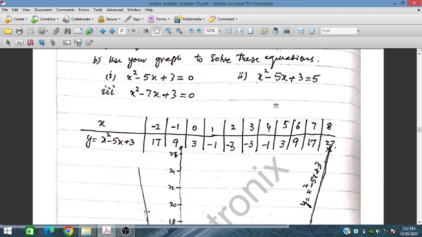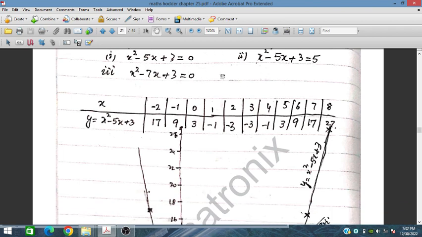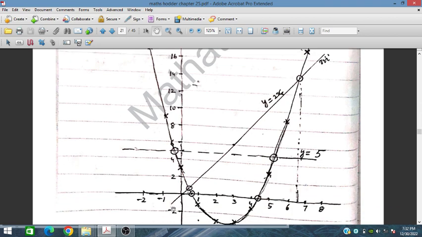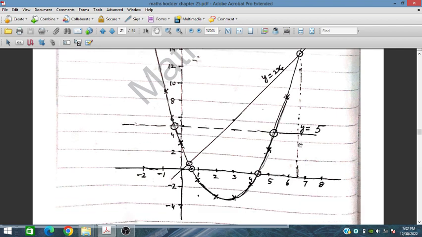So on the other side, it is 2x. So this 2x graph is here. We have plotted this 2x graph, and that intersects here at one point and the other here at this point. So let's solve this.